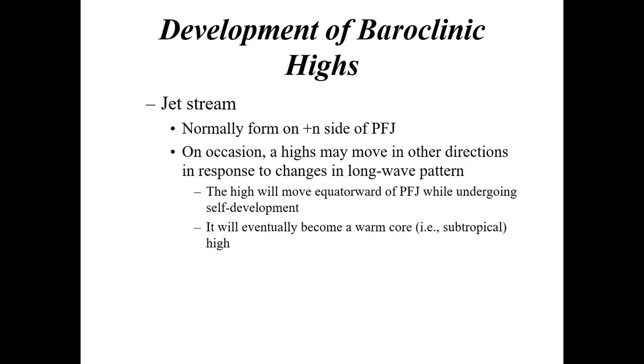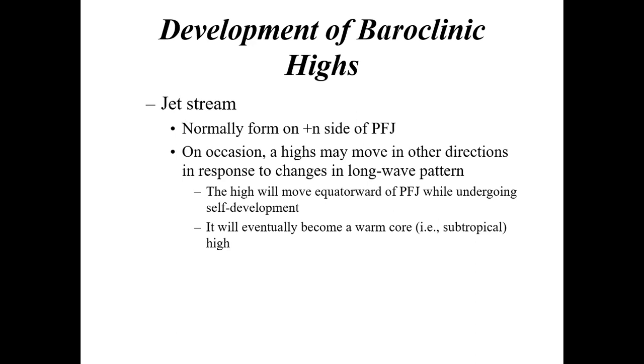Now, where do baroclinic highs typically reside or live? They're normally on the plus N side of the polar front jet. When I say plus N, I mean to the north of the polar front jet axis in the colder air. On occasion, a high may move in other directions in response to changes in the long wave pattern, that jet stream pattern of troughs and ridges. That high can move in other directions too.